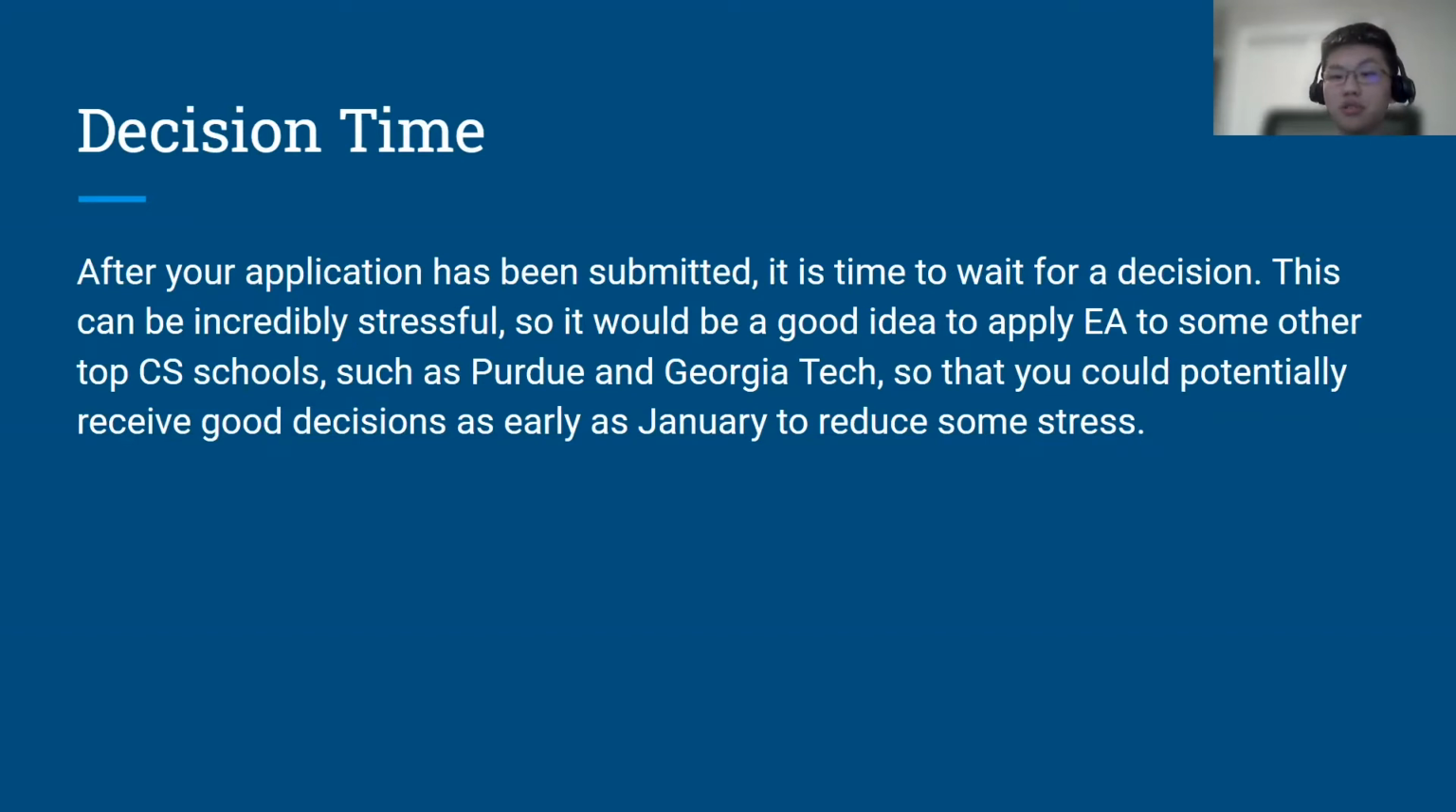I also know someone that pretty much only applied to UW and a few other schools. And when it got near UW decision day, they were really nervous because they didn't have that many options because they didn't apply to other top CS schools. So although it ended up working out for them, it caused a lot of stress that probably just was not needed. So please consider applying EA to some other top CS schools. That definitely reduces a lot of stress.